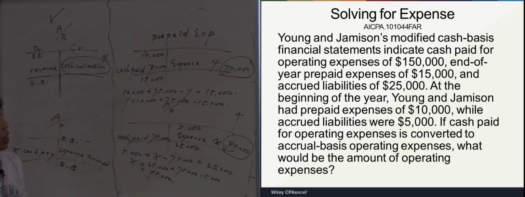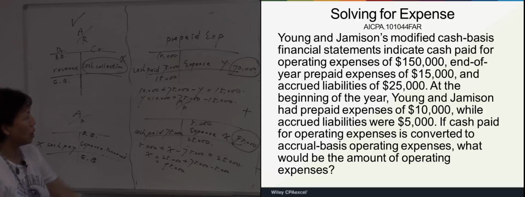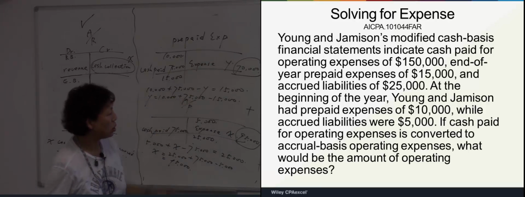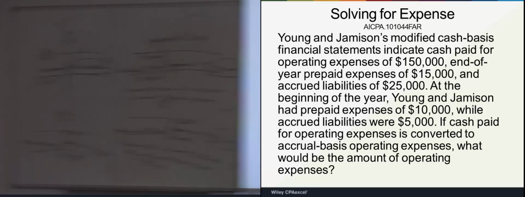If the question asks you how much is the accrued expense for prepaid, how much is accrued expense for accounts payable, then you separate it. But if it asks you total accrued expense, then you add it, right? You add it. So the answer is 165.